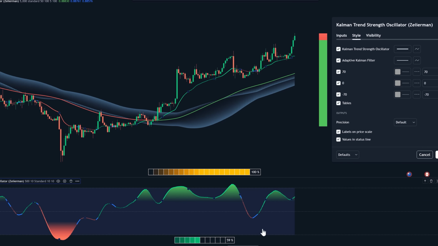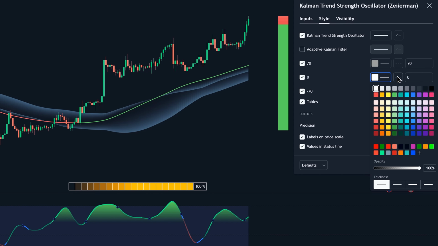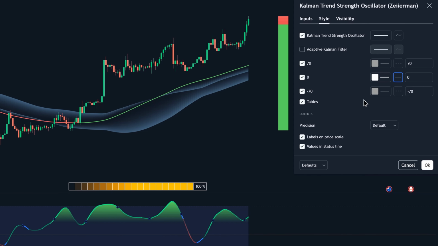For the bottom indicator, I'm going to disable the Adaptive Kalman filter. After that, I'll change the color of the zero line to white and set the display style to a solid line. Once these changes are made, click OK.